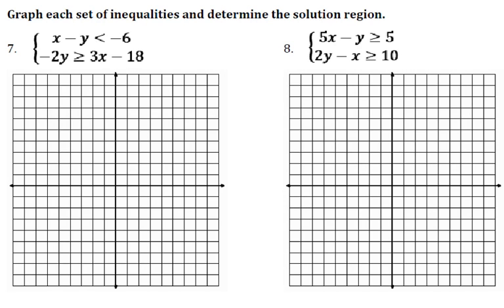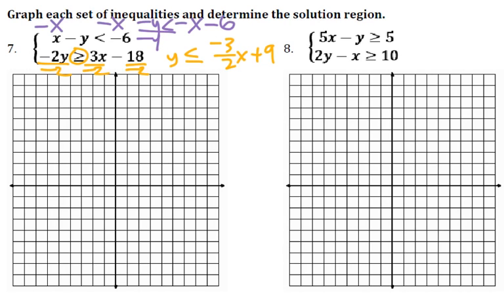Now let's just graph some. And of course we have them in kind of standard form. This one, if we divide by -2, we get y is less than or equal to, because we have to switch the inequality, -3/2 x plus 9. In this one, if we subtract x, we'd have -y less than -x minus 6. We divide everything by -1, and we'd have y is greater than x plus 6.